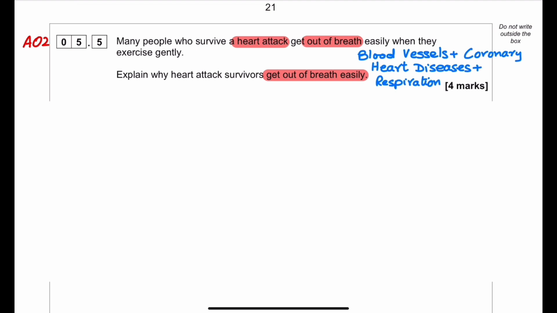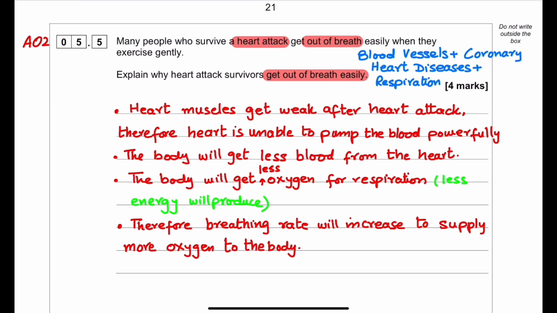Let's see the model answer. The model answer is: the heart muscles get weak after a heart attack. Therefore, the heart is unable to pump the blood properly throughout the body. The body will get less blood from the heart. The body will get less oxygen for respiration. Less oxygen means less energy supply. Therefore, the breathing rate will increase to supply more oxygen to the body.